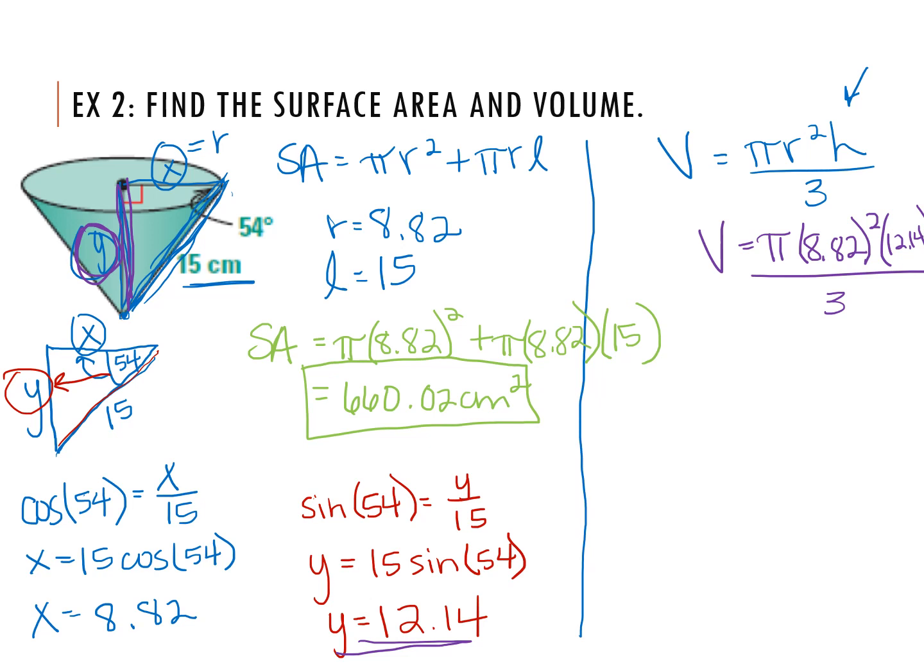So again, using your parentheses, you can plug that all into your calculator. So pi button, left parenthesis 8.82, right parenthesis squared, left parenthesis 12.14, right parenthesis. I would hit equals there in your calculator, so you get a number, and then hit divided by 3, and hopefully your calculator tells you 988.97 centimeters cubed. Volume is cubed. Hopefully that's what you're getting. If it's not, like I said, try again. If you still don't get it, make sure you meet with me and we can get that calculator situation figured out.